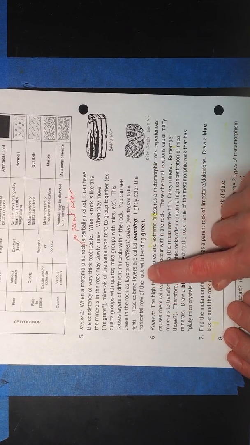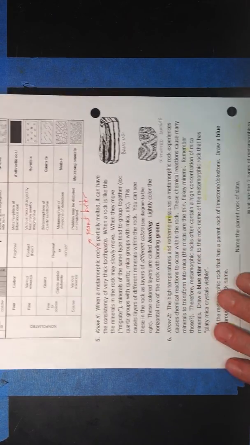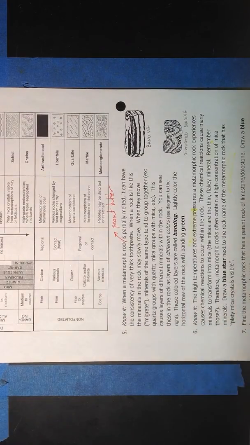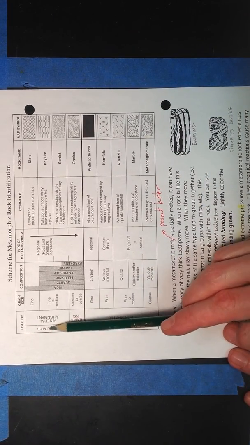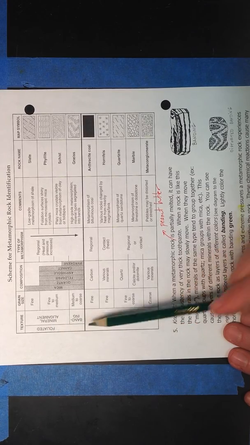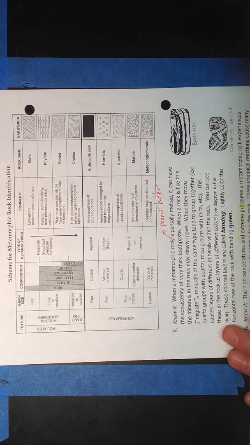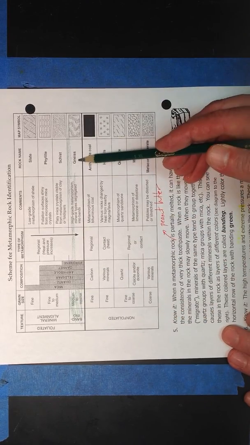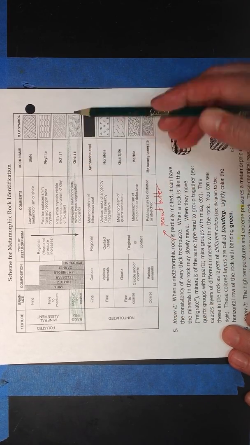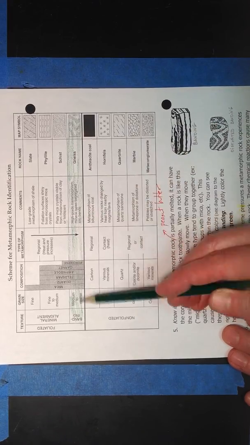Lightly color the horizontal row of the rock with banding green. Okay, where do we see that? Where does it say banding? Banding is right under texture. Banding is here. So it's a type of foliation, because there are layers, but it's colored layering. So we're coloring the whole horizontal row green. And that rock is gneiss. It's pronounced nice. There's a silent G at the beginning of it. There you go.